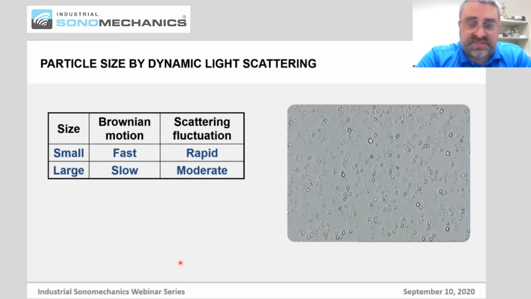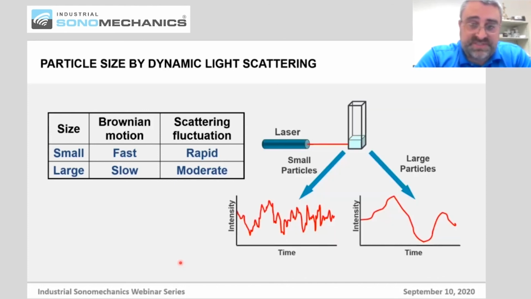So we're looking at the scattered light and at that fluctuation in intensity over a time period, and we're focusing on the distance between the peaks and valleys. If they're really close to each other in time, that's a rapid fluctuation, and you tend to have small particle sizes. If you see a much broader distance between the peaks and valleys over a time period, it's a more moderate fluctuation, and you have larger particle sizes.